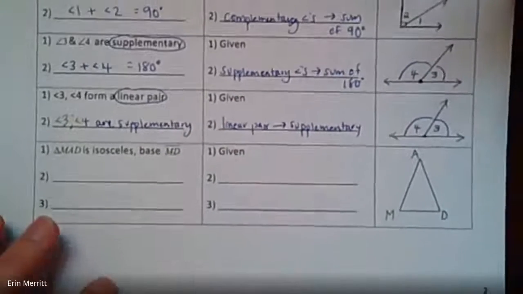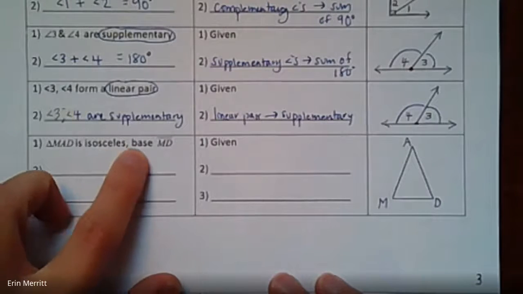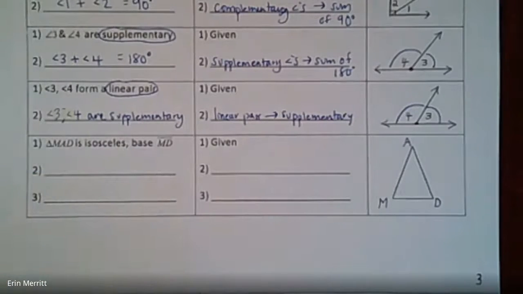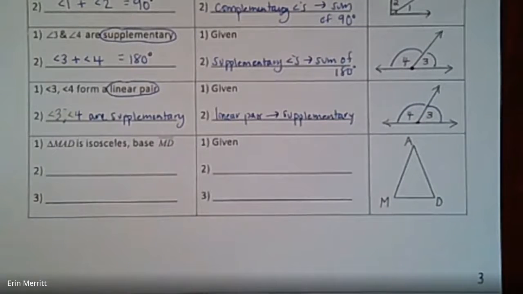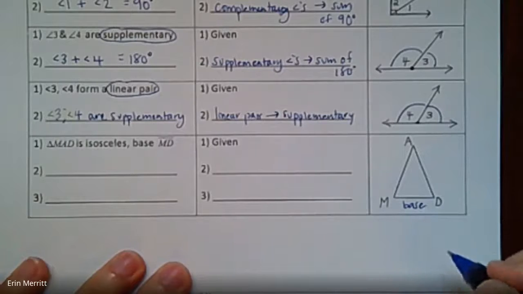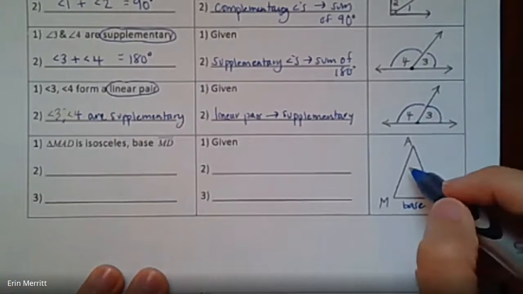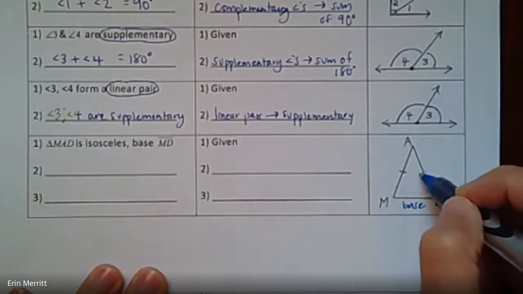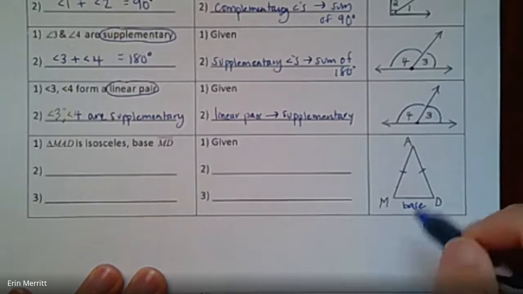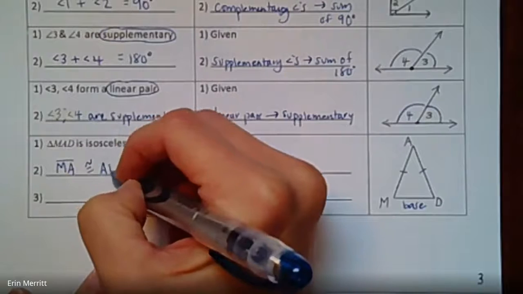All right. For the next one, you've got triangle MAD is isosceles with base MD. So anytime we're given information about an isosceles triangle, you know that you have two sides congruent, but you can't assume which two are congruent. So you always have to be told which side is the base. So if MD is the base, that's the side that's not congruent to any of the other ones, which means that what we're going to have here is MA congruent to AD. All right. So what we can say is MA is congruent to segment AD.